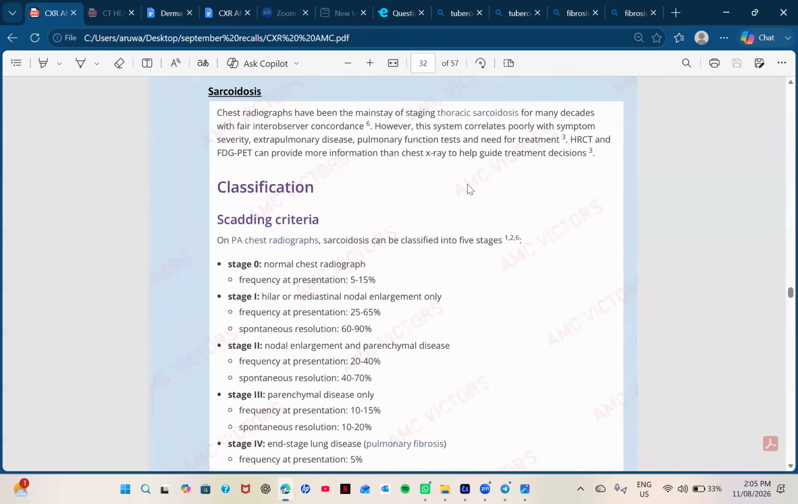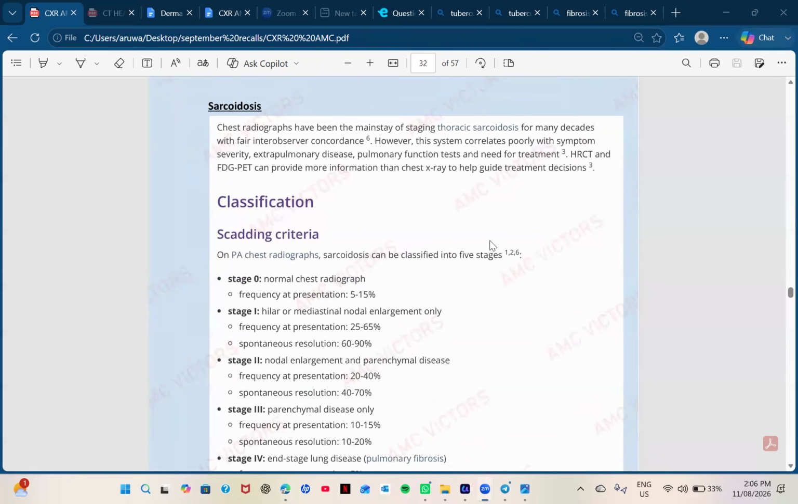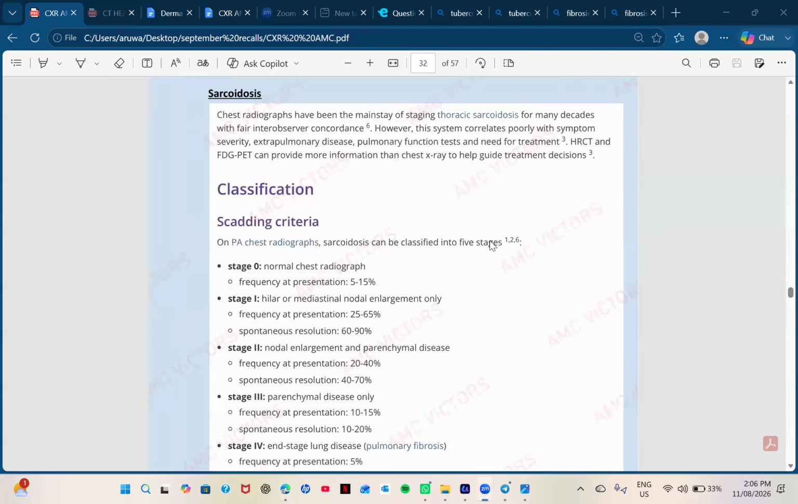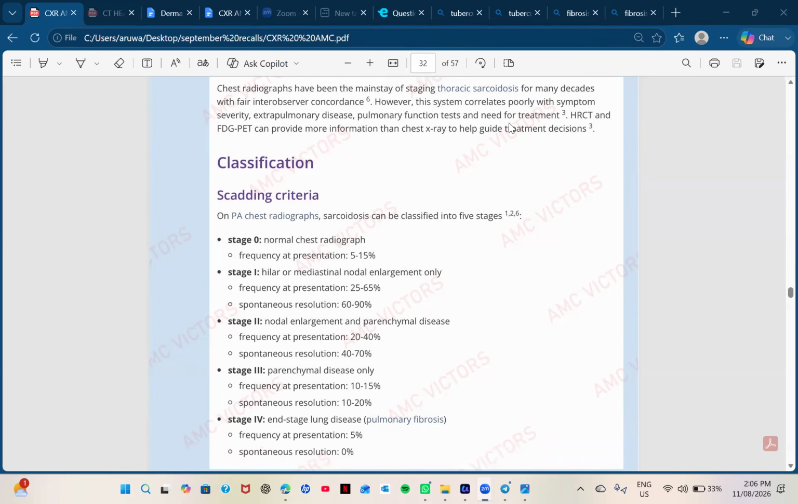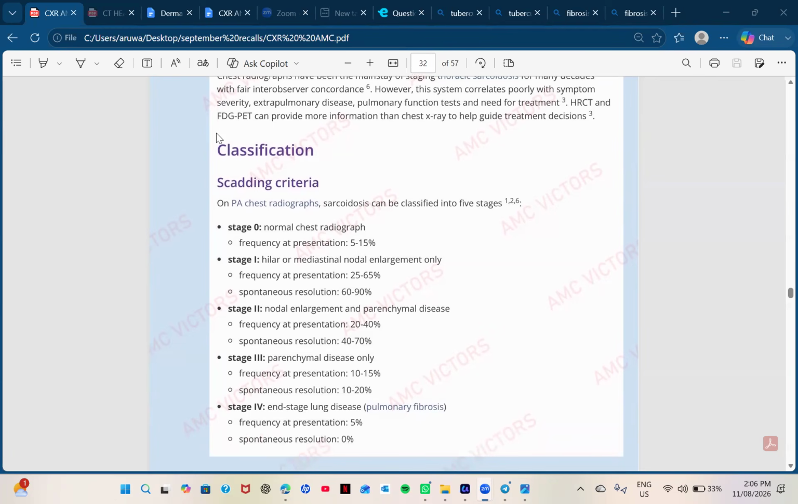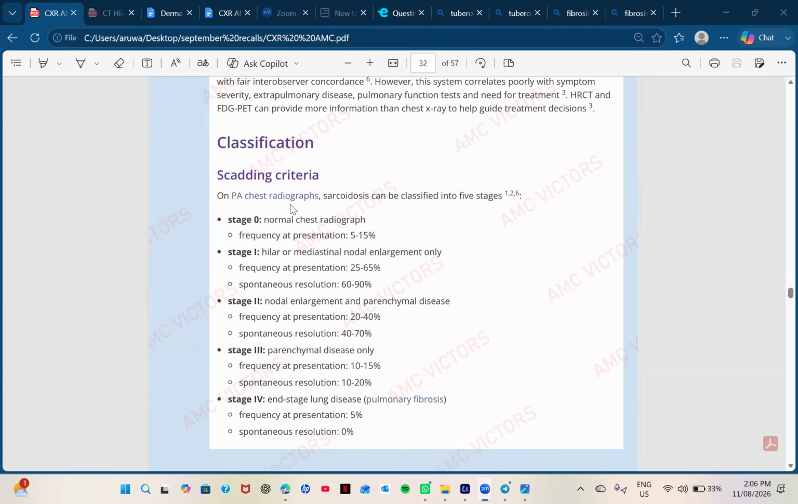Next, we discuss sarcoidosis because they are giving sarcoidosis as well. Chest radiograph has been the mainstay of staging of thoracic sarcoidosis for many decades, for fair inter-observer concordance. However, it correlates poorly with symptom severity, except pulmonary disease; pulmonary function tests are needed for treatment. HRCT and FDG PET scan can provide more information than chest x-ray. But here we still use the chest x-ray because it has some very important things.